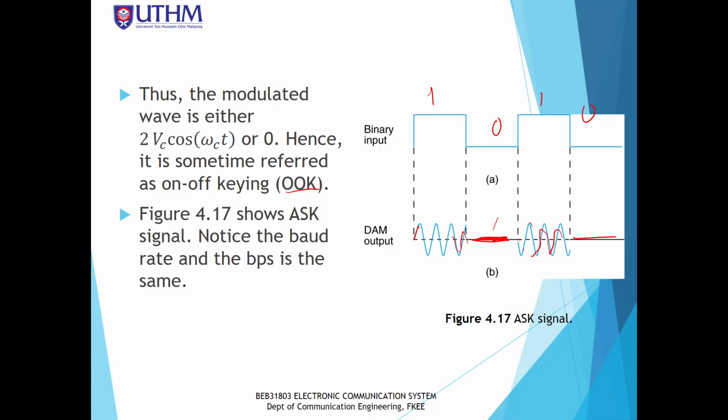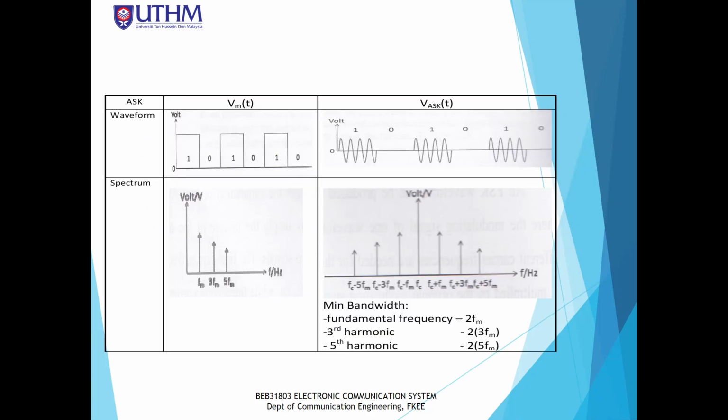The baud rate and the bits per second are the same in this example because it is using a 1 bit input. And for the ASK, if you see from here, this is the waveform of ASK. We have the input over here, VM(t), and the output is over here, the ASK output.